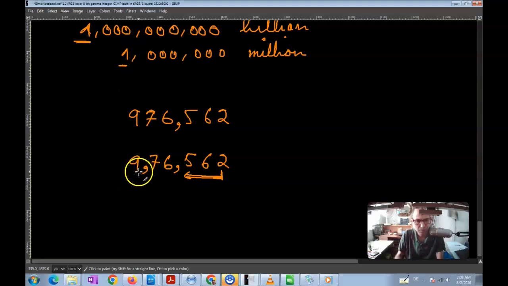So then, for example, if this number were written in the Indian system of numeration, it would be written this way with 2 commas, but in the international system of numeration with one comma. This number is read in the international system as 976,562. In the Indian system of numeration, this number is read as 976,562. Okay.